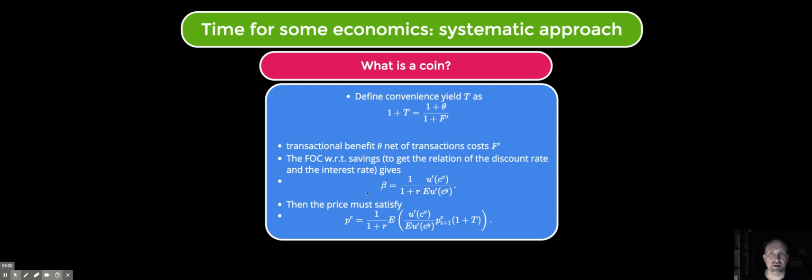Now, one of the things that we are going to define is something called the convenience yield, which is the relation here: 1 plus theta divided by 1 plus f prime. What it basically measures is the transactional benefit theta net of transaction cost f prime. So this is essentially what you get from holding this, why you want to hold this cryptocurrency.